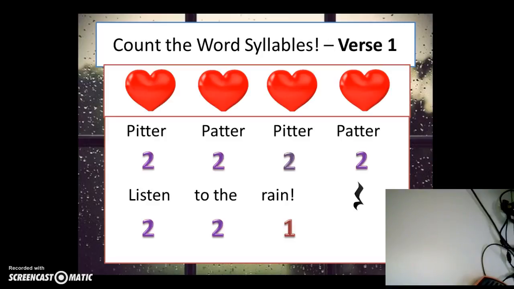Pitter, patter, listen to the rain. Pitter, patter, on my window pane. Good.